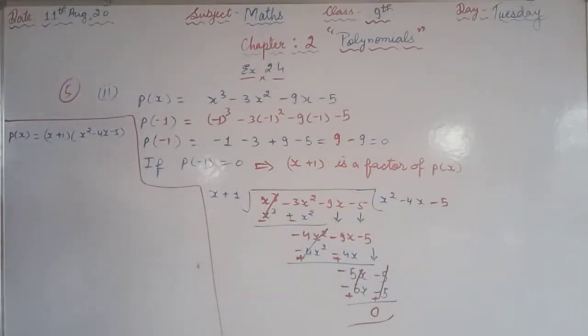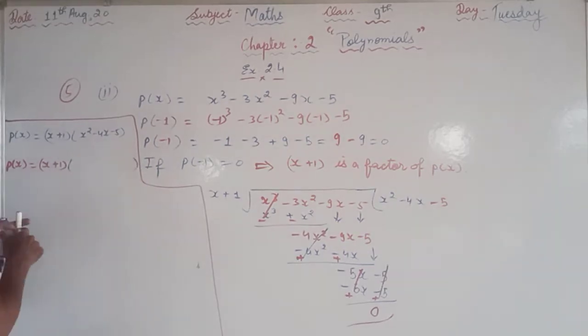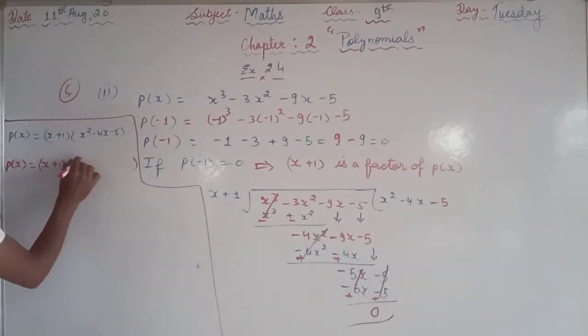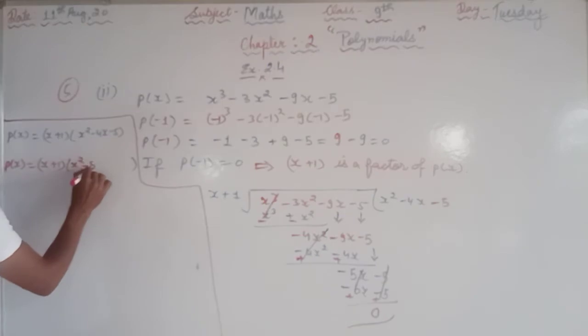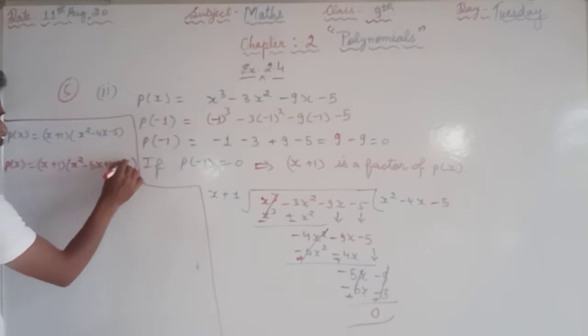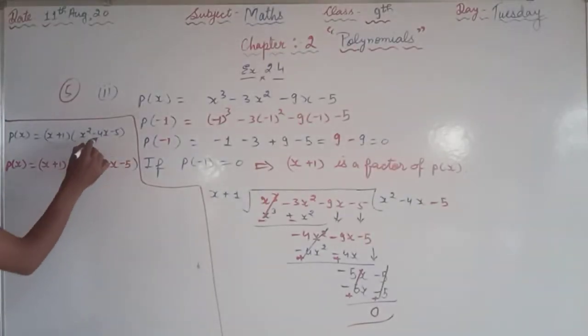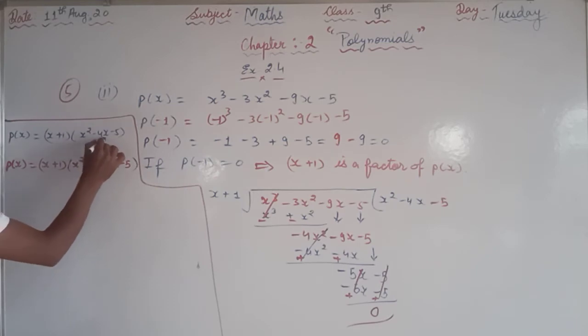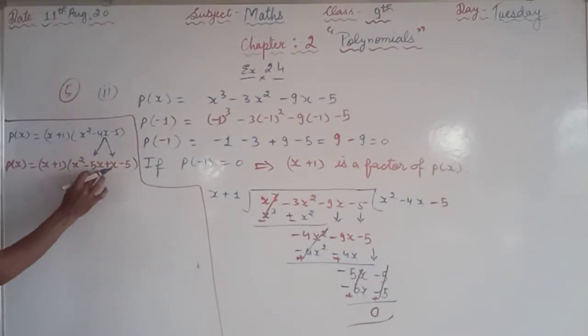So now p of x, this already has been factorized. Now we will split the middle term here. So x square minus 5x plus x minus 5. So we have split up minus 4x into two parts, that is minus 5x plus x. If we add, we will get minus 4x. This method is known as splitting the middle term.